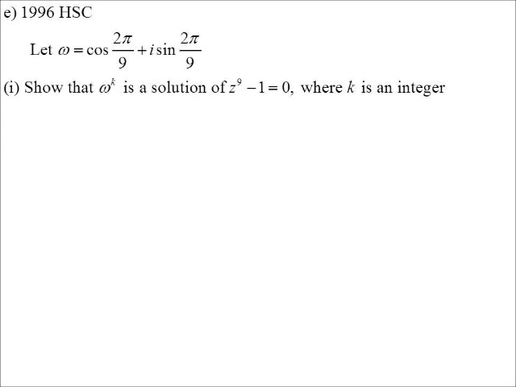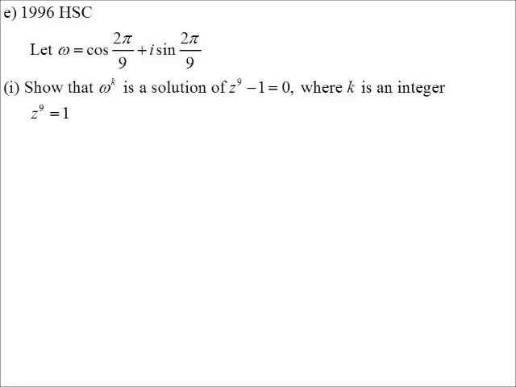They've told us omega is a specific solution. It's the solution cos 2 pi on 9 plus i sin 2 pi on 9. We're going to show that omega to the power of k, doesn't matter what number we substitute in for k, it will always be a solution to this equation. So z to the power of 9 is equal to 1. Again, it's a roots of unity question.